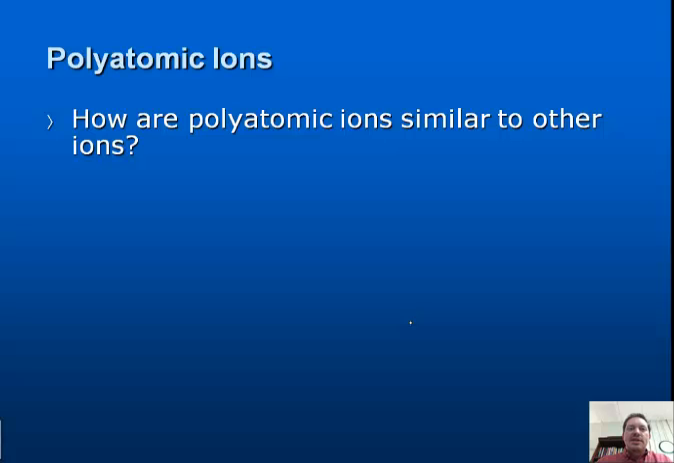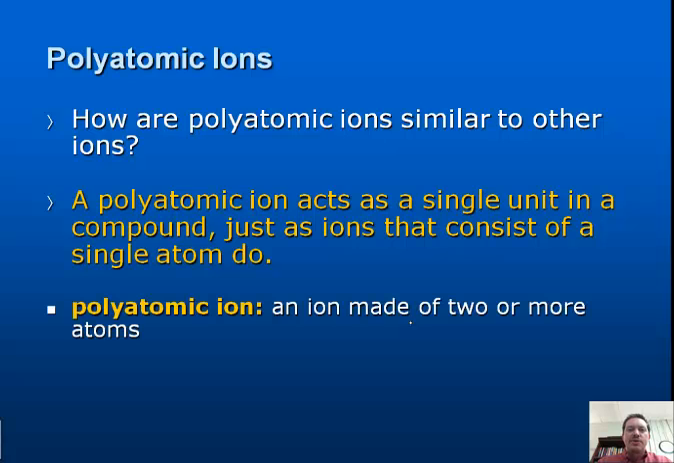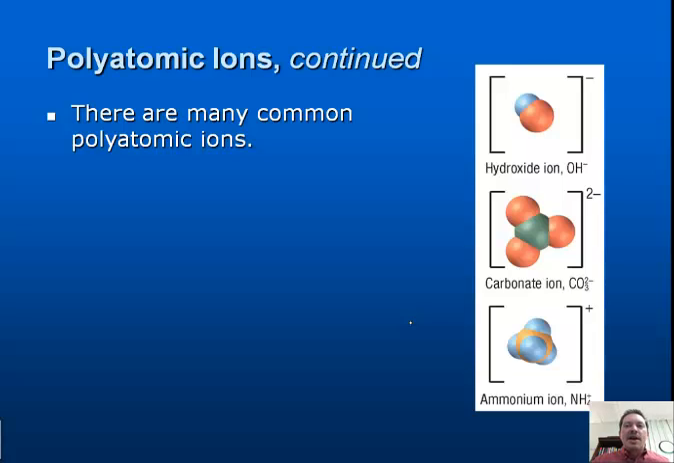I think this is the last thing we have. Polyatomic ions are similar to other ions, and we're not going to worry about these too in depth, but a polyatomic ion acts as a single unit in a compound, just as ions that consist of a single atom do. So a polyatomic ion is an ion made of two or more atoms. There are many common polyatomic ions. Here's a few examples here.